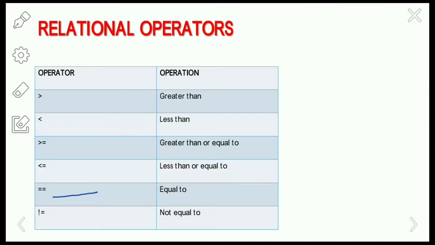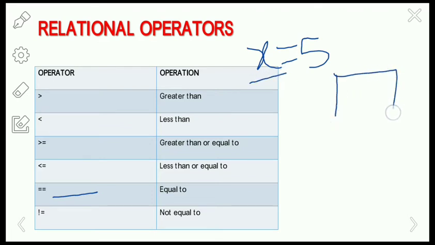Okay, so the difference between the double equals sign and the equals sign is, we are going to use the equals sign to assign some value to a variable. Suppose x equals 5, that means it is going to assign the value 5, which is a constant value, to the variable x. So after assigning this, the 5 will be stored at the memory location with the name x.